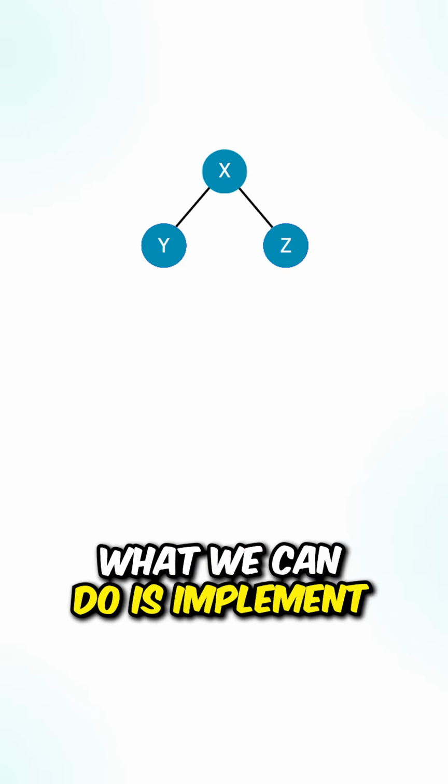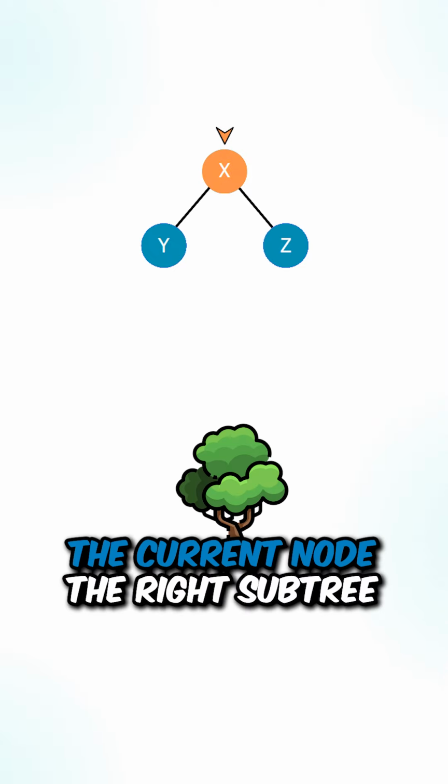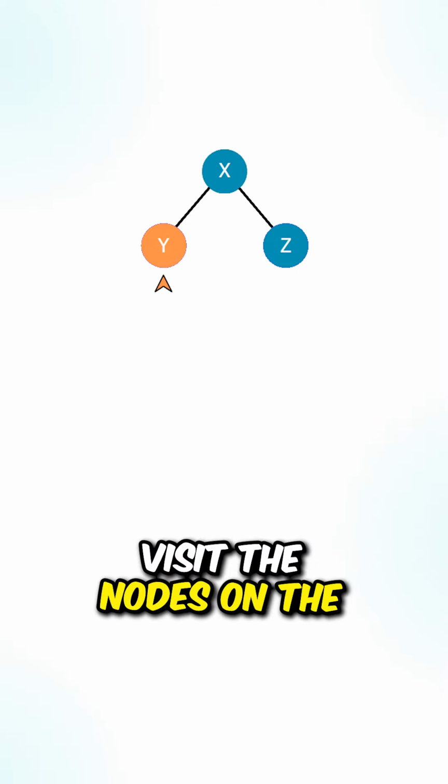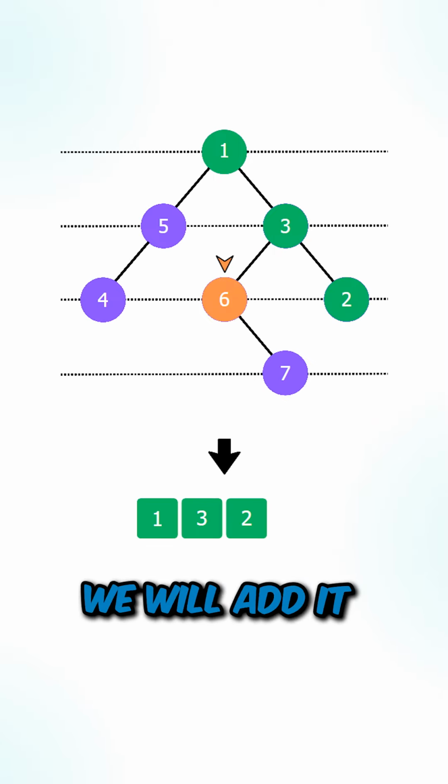What we can do is implement a modified pre-order traversal. So we will first visit the current node, the right subtree, then the left subtree. This will allow us to visit the nodes on the rightmost side first. And lastly, the first node that we visit at each of the levels, we will add it to our resulting list.